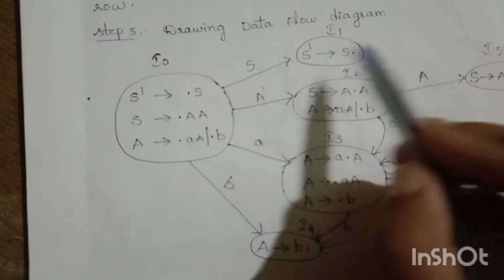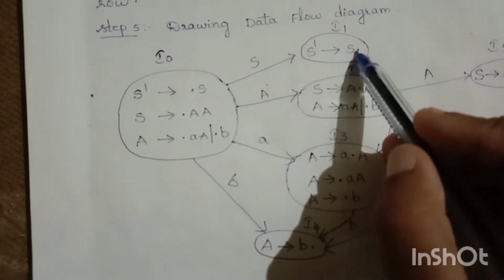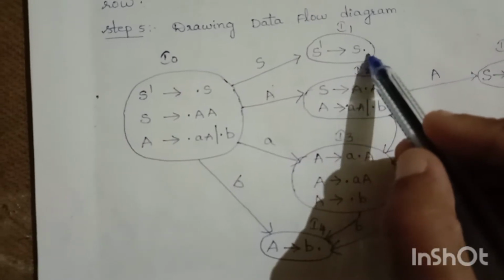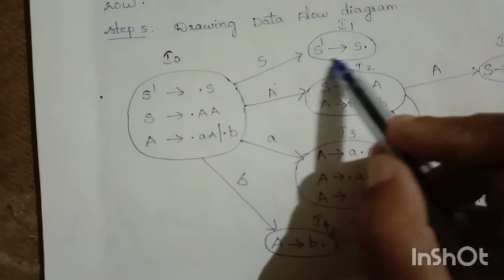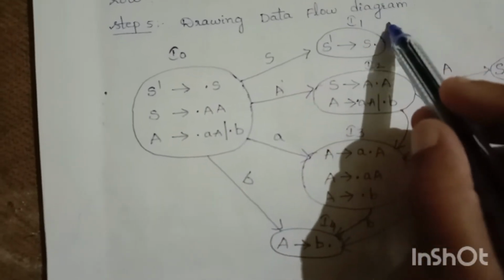S dash tends to S dot. This dot should be placed at the end of this right hand side production. Until then we need to reduce this. So this I am taking as state I1.